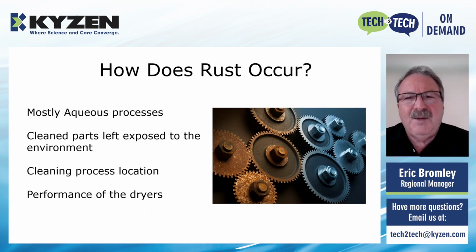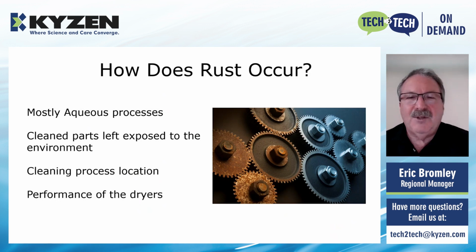Also, the location of the cleaning process itself, where the machine is located within the building or within the facility, can play a big part on how things rust and how quickly they rust. And the performance of the dryers can also play a big part. If the dryers in your system are not set up correctly, if they're a blower type dryer and they're not positioned at the right angles, or they're not hot enough or not enough pressure, then they may not completely blow off any of the excess water. Any excess water left on the part will dry and rust. So that can be a big player as well.